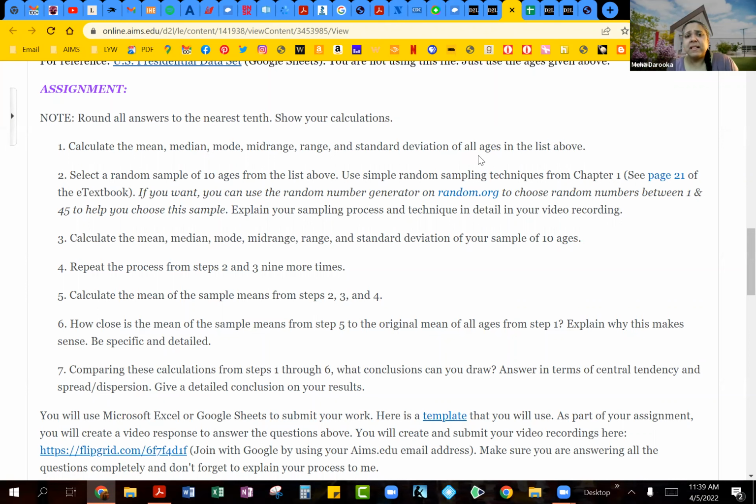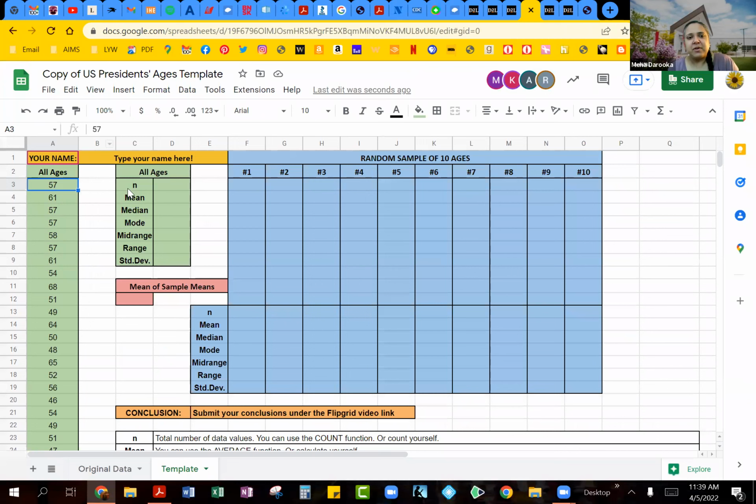So those will be the 6 calculations you will be doing for all the ages for these 45 values that you have here. That is the information you are going to be putting in here. You will be calculating the mean, median, mode, mid-range, and then range and standard deviation, which come from your measures of dispersion. The N stands for how many total data values you have.